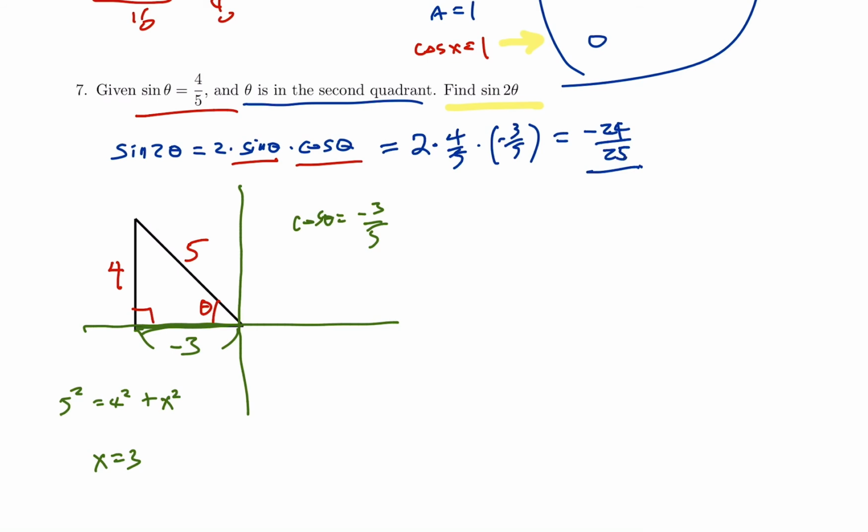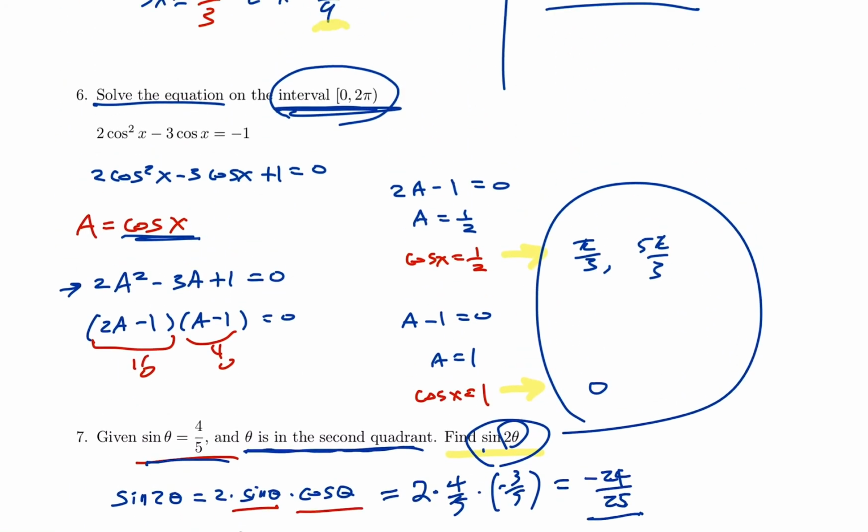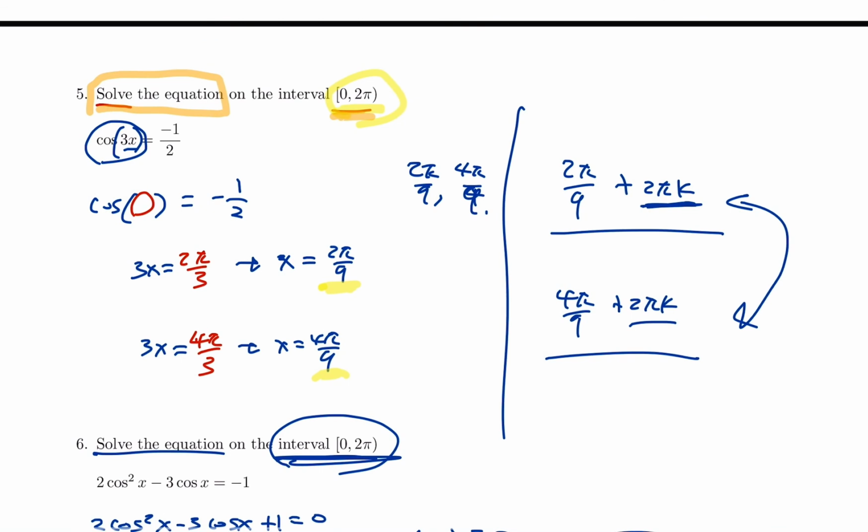This is the final answer. Again, it says find sine 2 theta. So what should indicate to us what kind of problem this is? It's the fact that we have 2 theta here, and it gives us different kind of information: second quadrant, and it gives us what sine theta is.